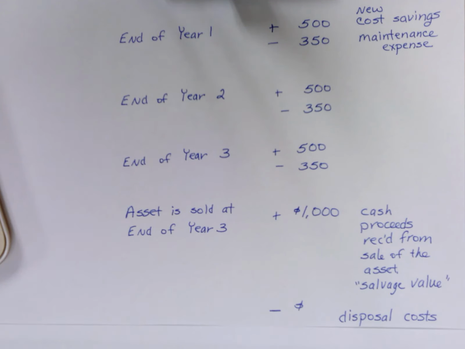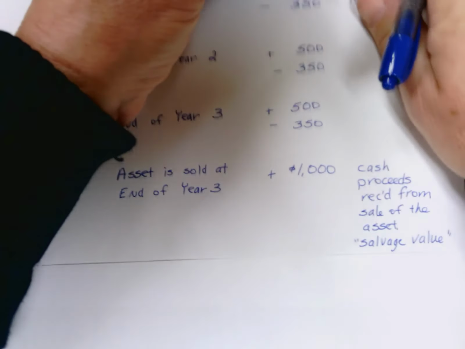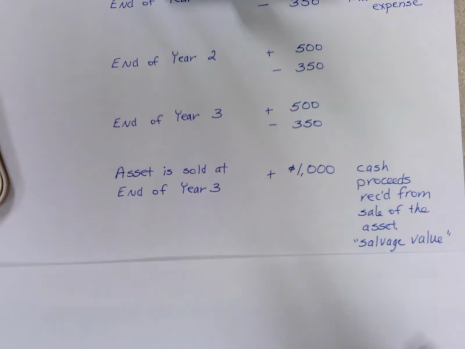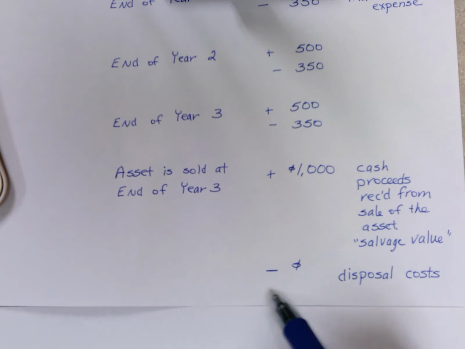The other thing that might happen at the end of an asset's life is there might be disposal costs. That would be hazardous waste, disposing of it, anything that takes money to dispose of an asset, you would account for that at the end of the life, and again it would be a negative because it's cash going out.